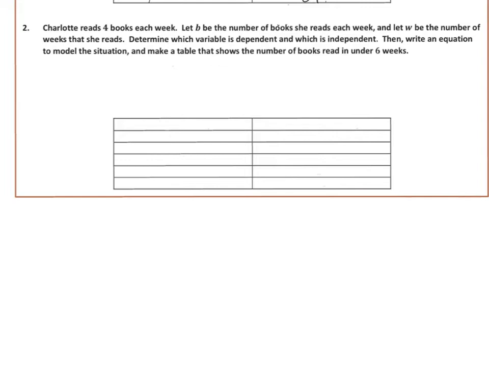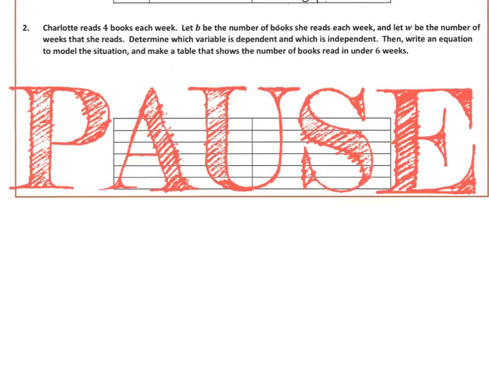Go ahead and read this along with me. Charlotte reads 4 books each week. Let B be the number of books she reads each week, and let W be the number of weeks that she reads. Determine which variable is dependent and which is independent. Then write an equation to model the situation, and make a table that shows the number of books read in under 6 weeks. Pause.